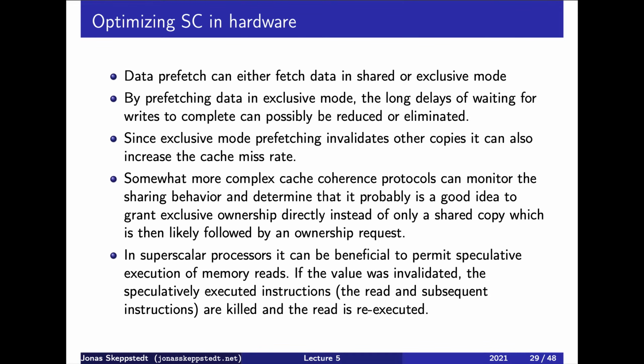Okay, another thing that can be done is for the cache coherence protocol to observe how a certain cache block is accessed. For instance, if it's first read and then modified and then not accessed again. And if this occurs repeatedly for different CPUs, then the cache coherence protocol can determine that, okay, there is a read and write sequence here. And it can give exclusive ownership directly instead of first granting shared state and then forcing the CPU to request ownership of the block.